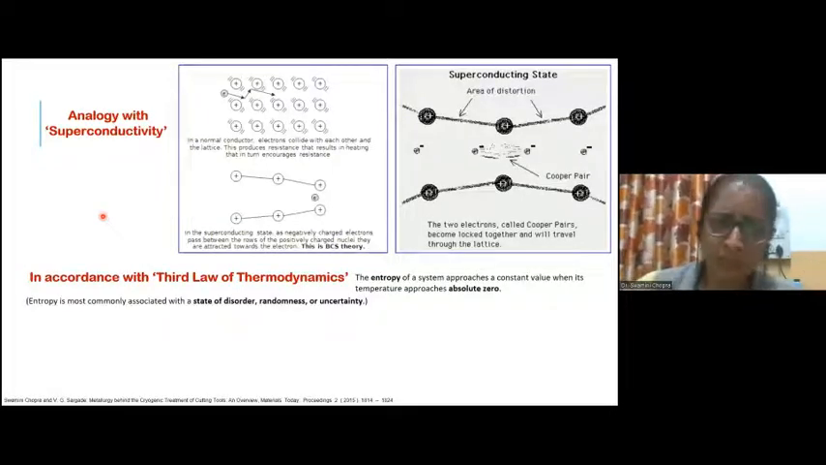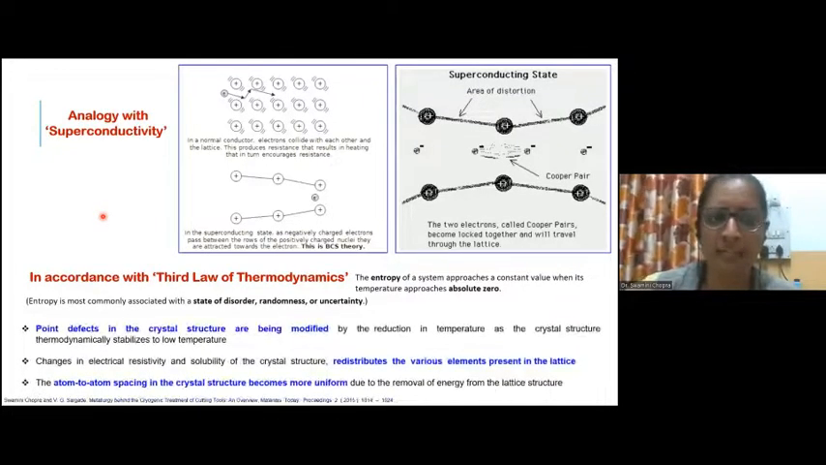So the analogy concludes that when you have cryogenic treatment of the material, or when you subject the material to such sub-zero temperatures, the point defects in the structure are modified because of the reduction in temperature. There is a change in electrical resistivity and solubility of the crystal structure because of redistribution of various elements in the crystal lattice, and the atom to atom spacing in the structure becomes more uniform due to ironing out of defects or due to rearrangement of defects.